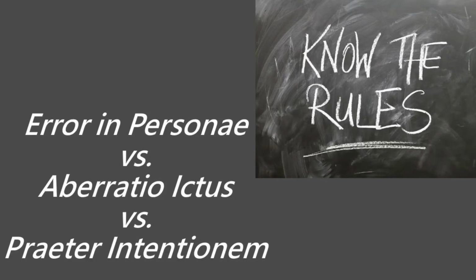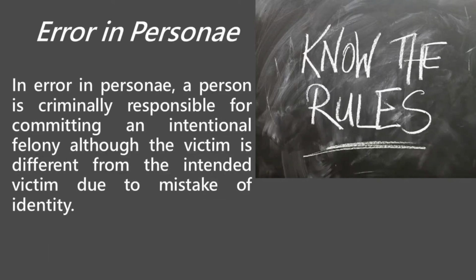For this lecture video, we shall discuss the key principles in incurring criminal liability such as error in personae, aberratio ictus, and praeter intentionem. So, let us now start our discussion. We discuss first about error in personae. This means mistake of identity.